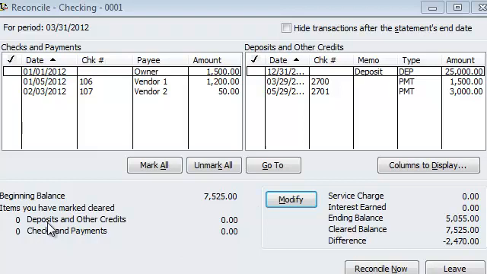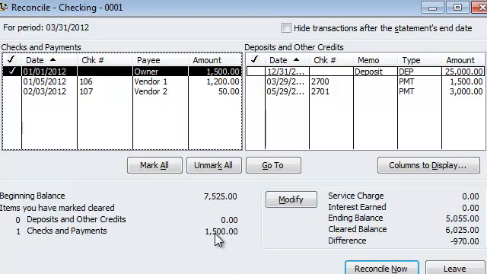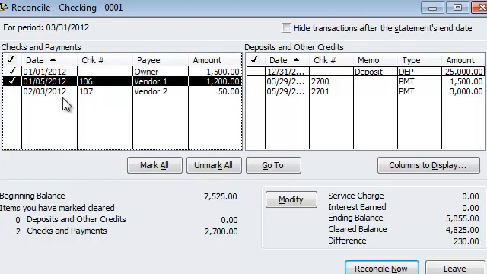Over here there's a section with a line that says deposits and other credits, and checks and payments. And basically what you could do is check if one of those numbers is correct. So for example, you see over here when I check off under checks and payments 1500, it says 1500. If I check off another one, 1200, it adds up to 2700. So for example, if your bank statement says checks and payments total 2700 and it says 2700 over here, then you know that at least you have one section right.